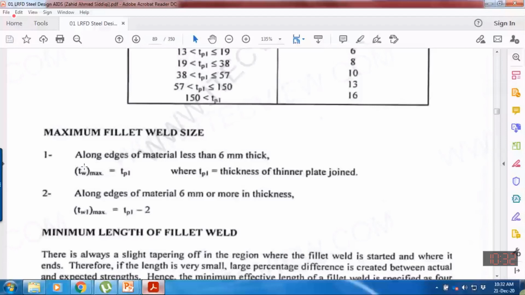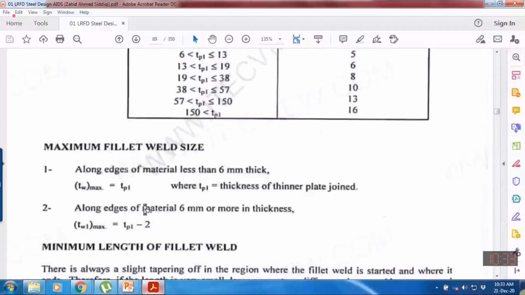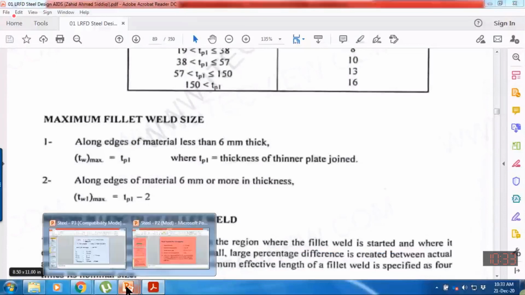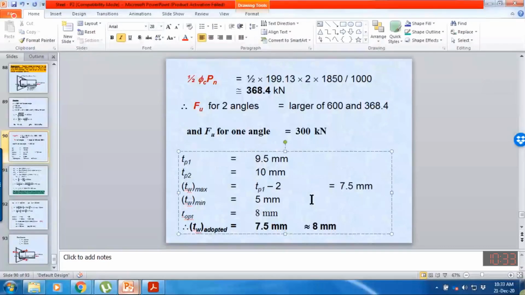And I have already told you that the T optimum is always 6 millimeter, sorry, 8 millimeter. So what is the T optimum? T optimum is the maximum thickness of the weld that can be provided in a single layer or single pass, which is 8 millimeter. So we have these three thicknesses of the weld. I told you that when we determine three thicknesses, we arrange them in ascending or descending order, and the middle value may be used as the thickness of the weld. The middle value is 7.5, so TW adopted is 7.5.